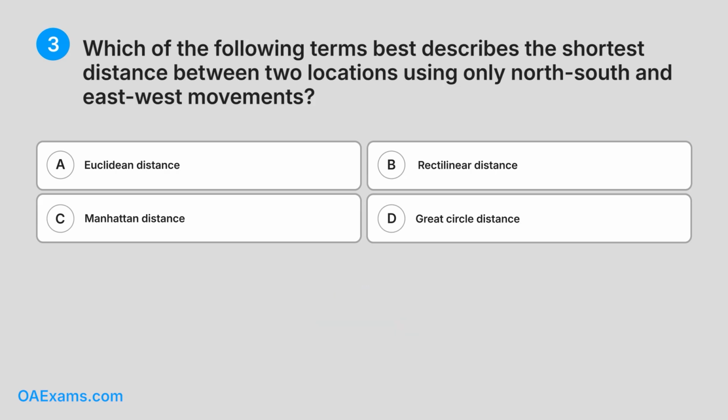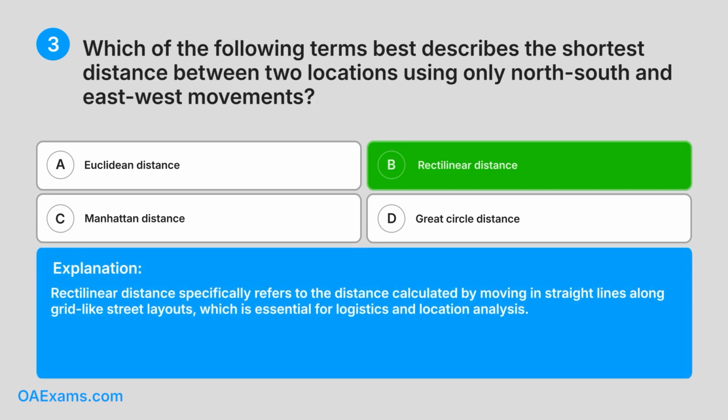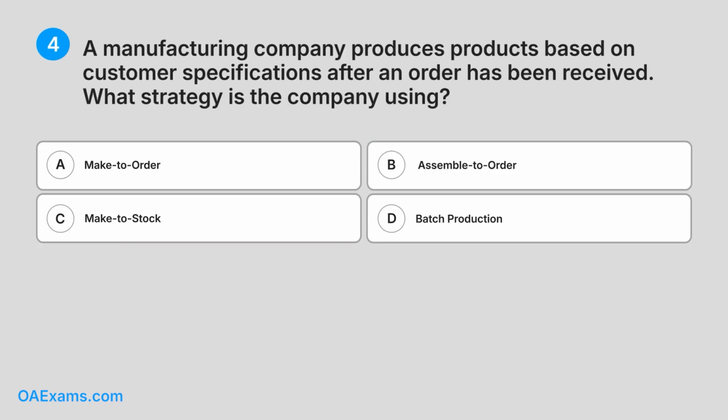Correct answer. B. Rectilinear distance. Explanation. Rectilinear distance specifically refers to the distance calculated by moving in straight lines along grid-like street layouts, which is essential for logistics and location analysis. 4. A manufacturing company produces products based on customer specifications after an order has been received. What strategy is the company using?